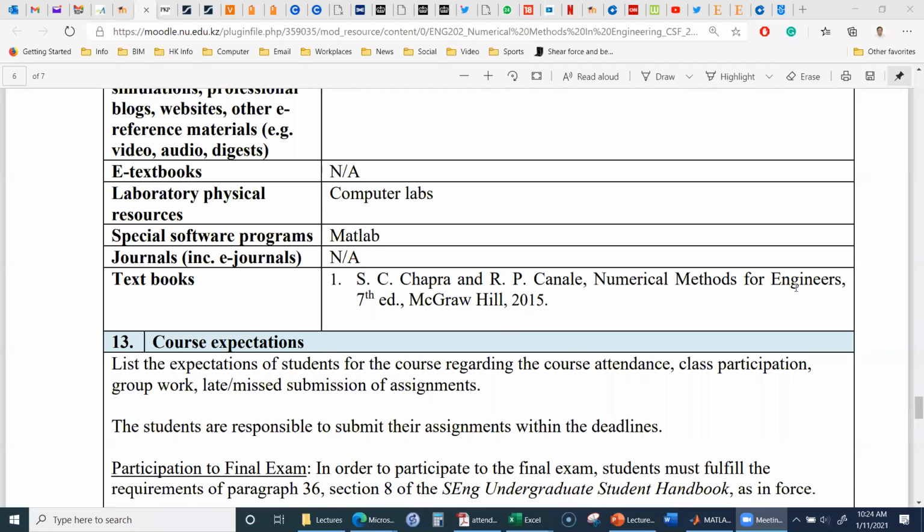Numerical Methods for Engineers, okay? So it's the same name as the course. Only thing is that our course name is Numerical Methods in Engineering, but here Numerical Methods for Engineers, okay? The book name is Numerical Methods for Engineers by Chapra. So this book, I will ask the library to make available for you online.